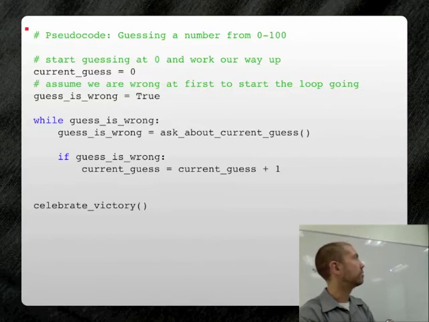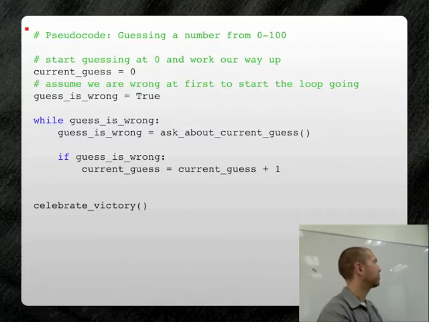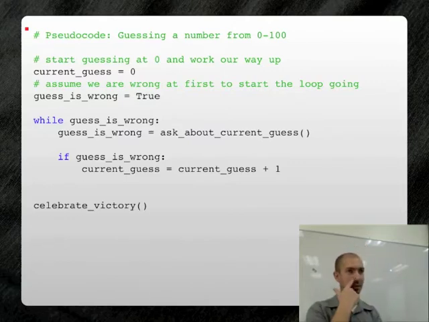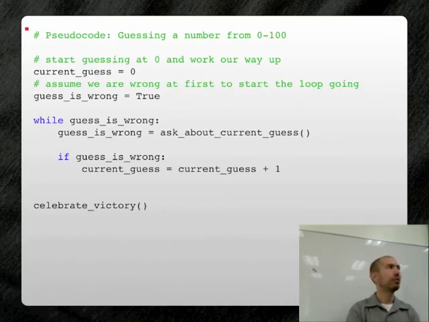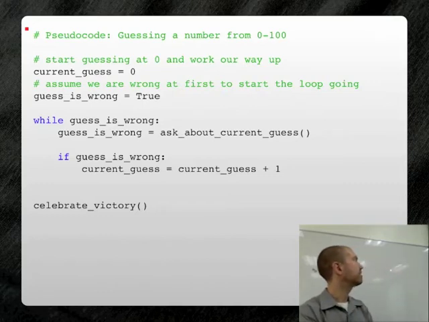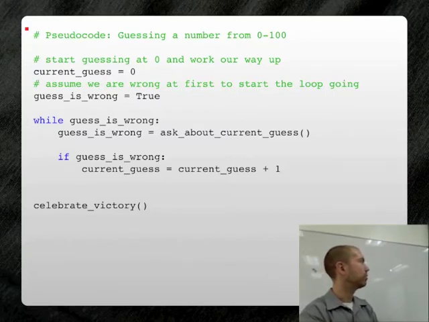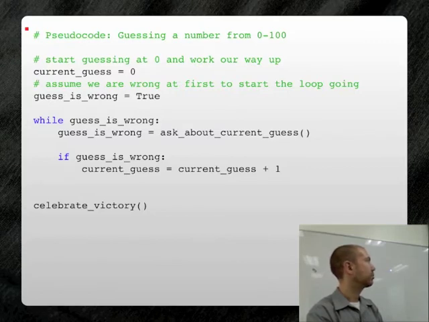So basically our algorithm is going to be, while the guess is wrong, so as long as we haven't guessed right yet, we're going to get a new value of guess is wrong, based on somehow asking about our current guess, right? So we'll have some way of asking someone whether our current guess is right, and if it is, guess is wrong will become false, and if it's not, guess is wrong will stay true. And then we might say, if the guess is wrong, then we'll increase our current guess by 1. So current guess will equal current guess plus 1.